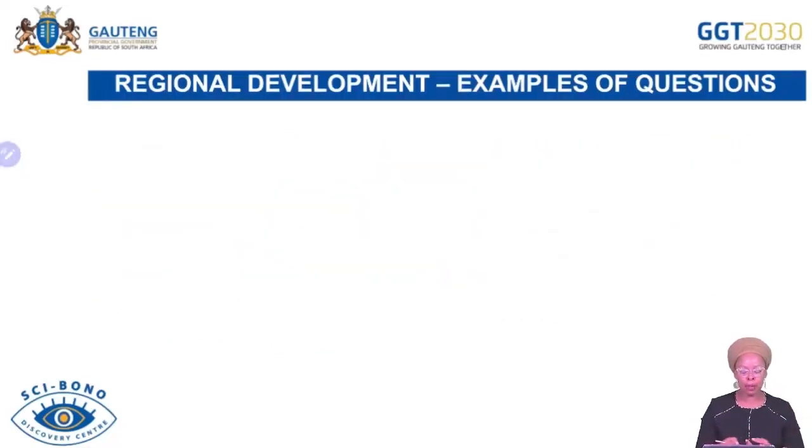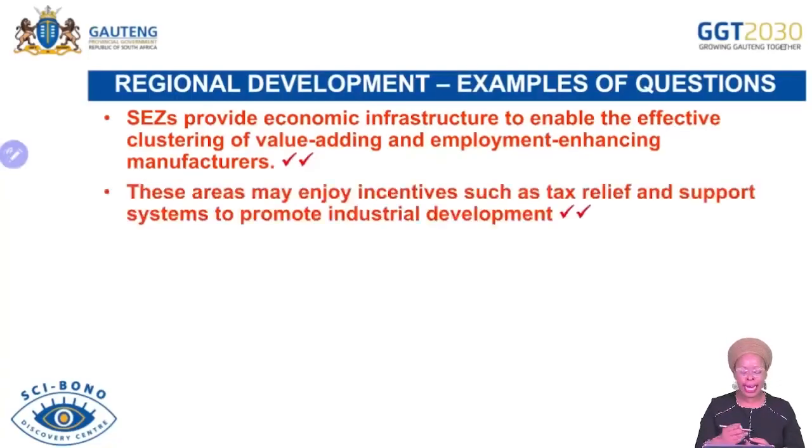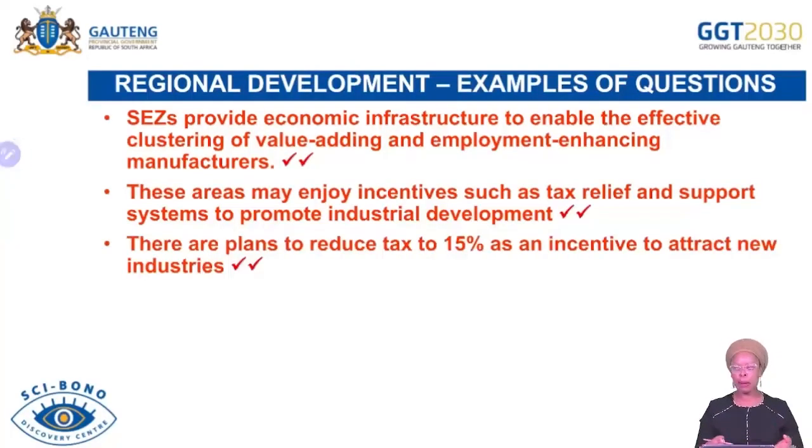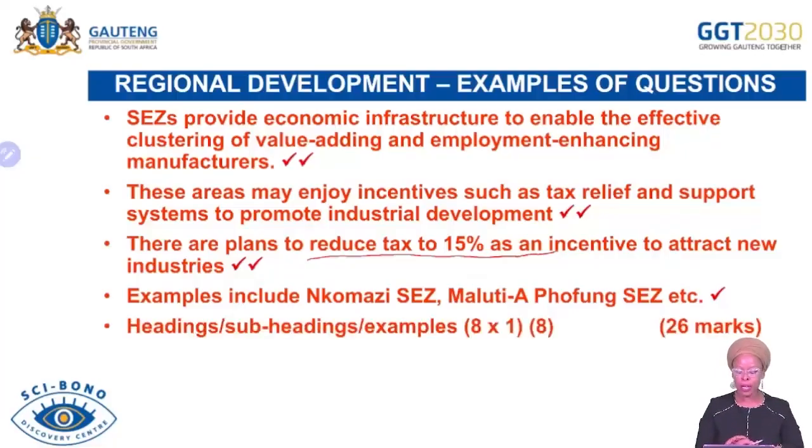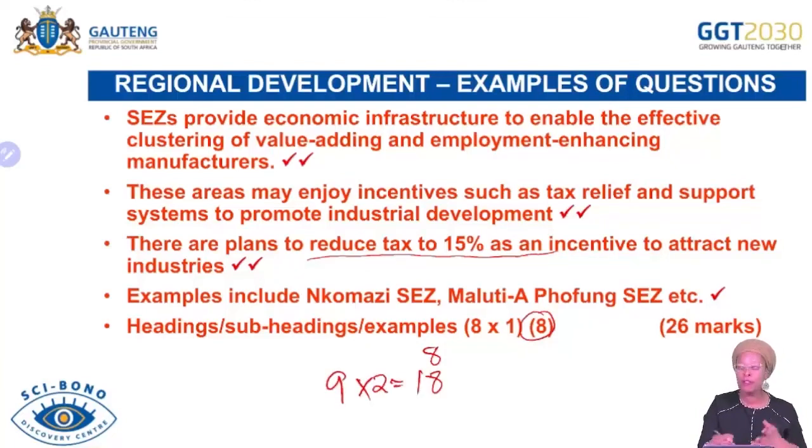Give us an example. In everything that you mentioned, provide us with an example. You can even mention that they have the opportunity to get an incentive of a tax reduction of 15%. We have Nkomazi SEZ, we have Maluti-a-Phofung SEZ, etc. That is 1 mark for an example. So your 8 marks will be for headings and examples. And then if you say 8 plus 18, you need 9 facts. 9 facts multiplied by 2 marks will give you 18, and this will be 26 marks.